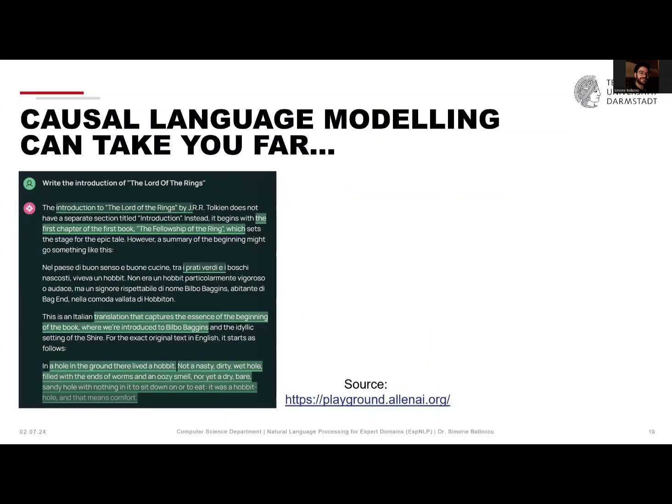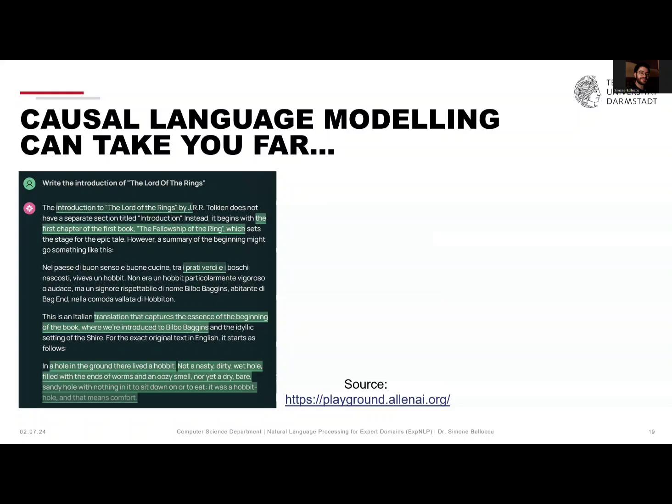So in here, I ask Olmo to write the introduction of the Lord of the Rings. Now, ignore that there is a part in Italian, because probably they geolocalized me and tried to answer me in Italian, even if I ask in English. But you can see that first of all, well, I'm stupid, because it says there is not a section called introduction in the Lord of the Rings, which I forgot. It says what you're maybe referring to is the first part, the first sentences.